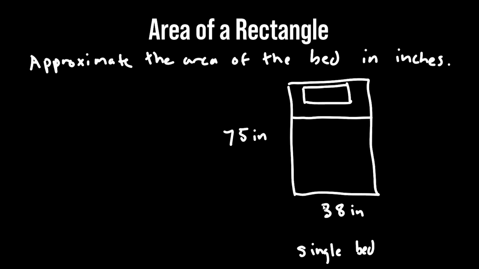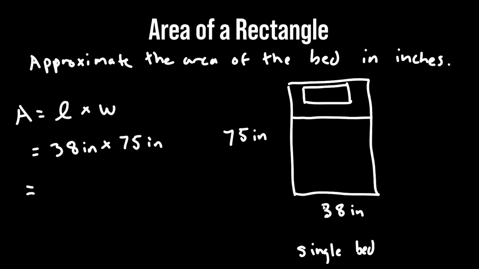So let's try this problem here. Approximate the area of the bed in inches. So the average single bed is 38 inches by 75 inches. So first, let's write our equation. Area equals length times width. And the length is 38. And the width is 75.